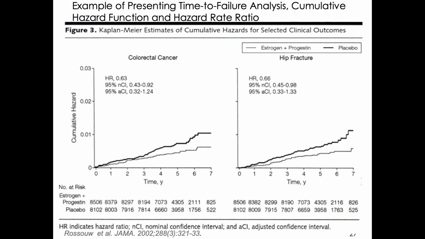So they're showing the hazard rate ratio for colorectal cancer of 0.63 and the hazard rate ratio for hip fracture of 0.66. And again, this presentation with the Kaplan-Meier function, and then usually the hazard rate ratios are maybe in a table or something like that. And then below the graph, they show the number of study participants remaining at risk at each time point, which is considered a good practice when presenting data with follow-up over time and where the size of your study population is changing over time.